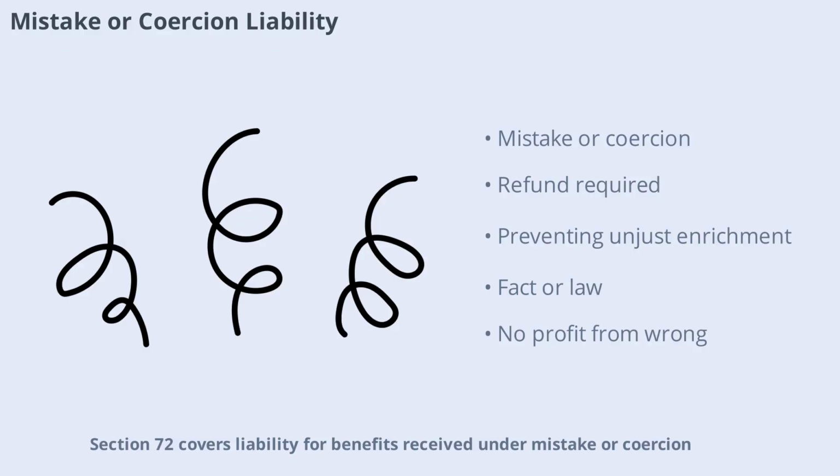Section 72 covers liability for benefits received under mistake or coercion. If money is paid or goods delivered by mistake, the recipient must refund or restore them. This applies to mistakes of fact or law, ensuring that unjust enrichment is prevented. The law does not allow parties to profit from their own wrong.